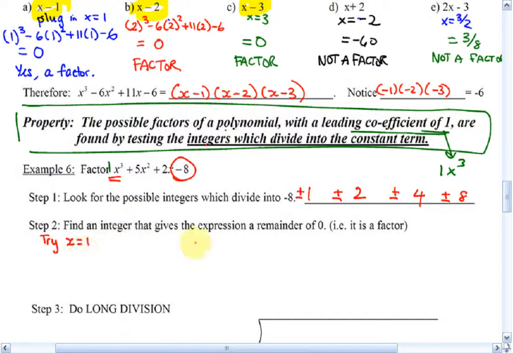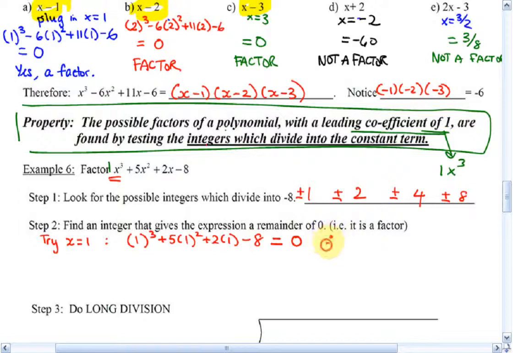So how do we figure this out? You plug in 1 into the expression. Okay, calculate this, please. 1 cubed plus 5 times 1 squared plus 2 minus 8. Is this 0? Oh, it is. Yay! So because this is 0, therefore we know, hey, 1 works.